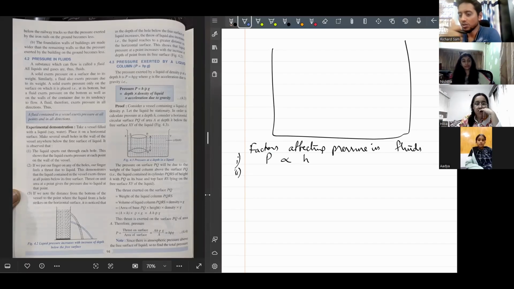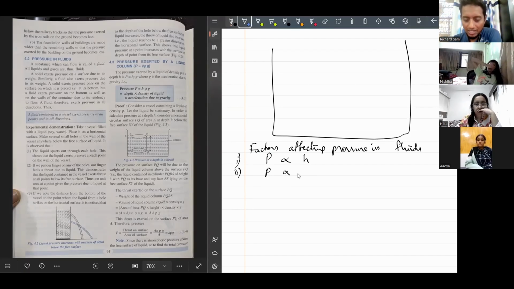So more the density, more the pressure. You can just imagine, there's more heavier water above you. The more dense the water, the more heavier it is. So because of the weight of the water, there's more pressure on you. So pressure is also directly proportional to density. Now, density is represented with this symbol here.